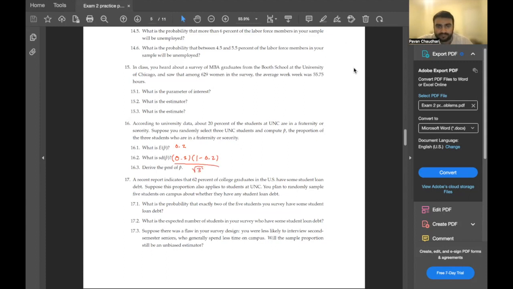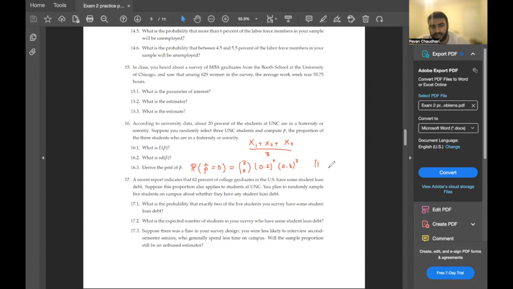Okay. And then derive the PMF of P hat. So this is similar to the previous problem. It could be 0. This is if all of the students are not in a fraternity or sorority. So it could be 0, and this happens only if all of them are 0. So out of the 3 students, none of them are in a fraternity, which is 0.2 to the 0, 0.8 to the 3.